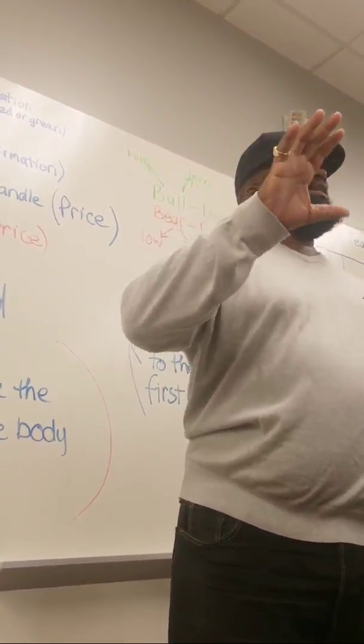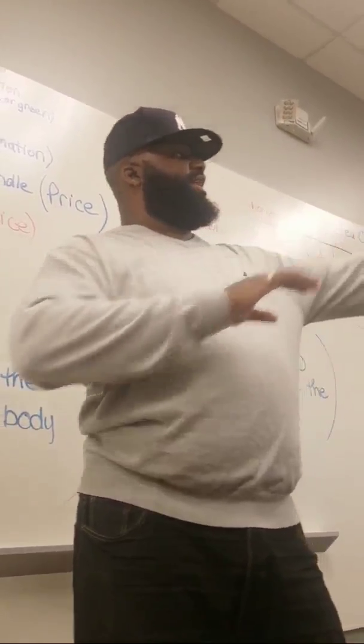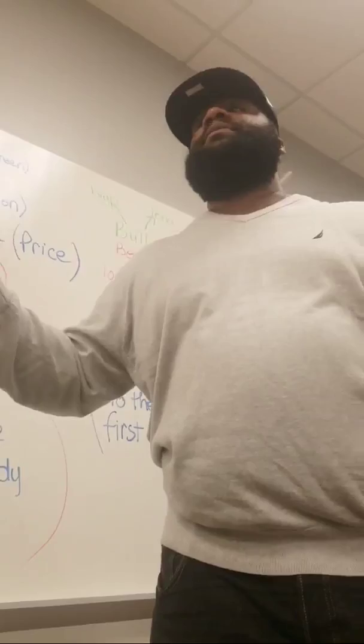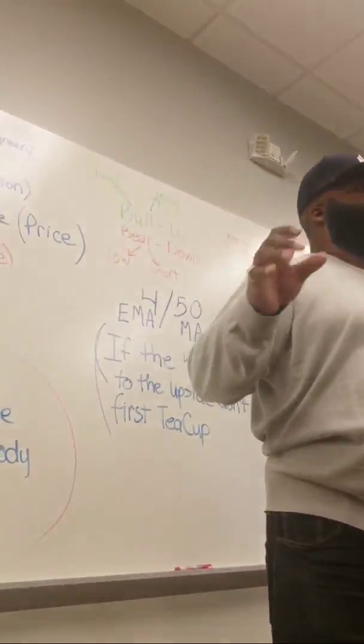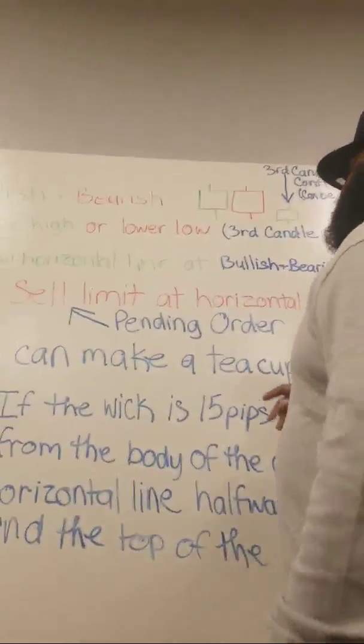That's all you need to know. It's going to be a sell limit because the software right there is going to tell you everything that you need to do. Just remember, it's only a sell limit. Write that down. I'm gonna keep saying it. When you're doing a teacup, yes, it's a teacup strategy.